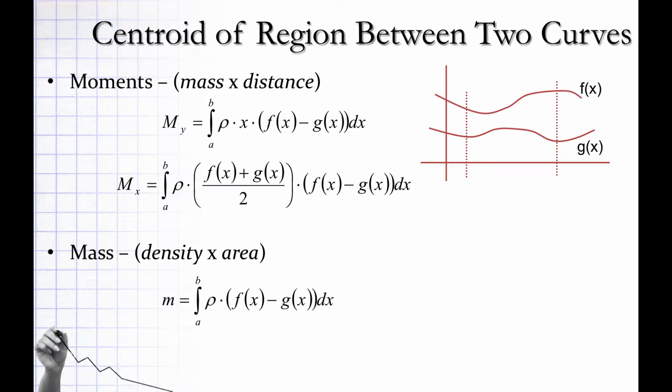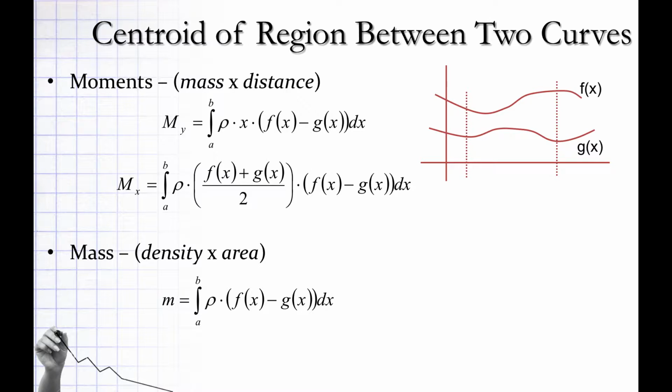Could you multiply the fraction times f of x minus g of x and simplify it to f of x squared? I see that. Who else sees that? What is a plus b times a minus b? A squared minus b squared.